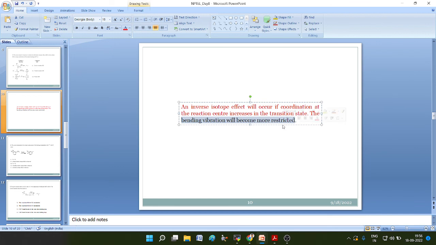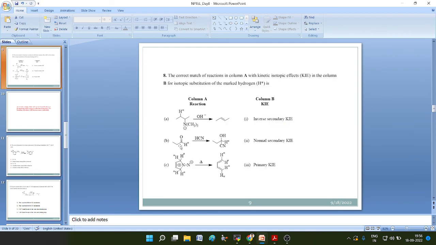So if it increases in the transition state, the bending vibration will become more restricted. Do you understand this second point? This line is actually important. Now let me explain it with a typical simple answer. Come to this reaction. This is the carbonyl bond, this is hydrogen. From sp2, cyanide will attack here, and the transition state will have four species around carbon. So it goes from sp2 to sp3, from trigonal to tetrahedral.